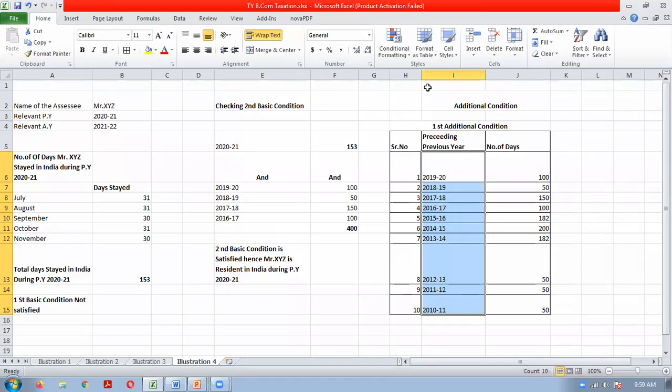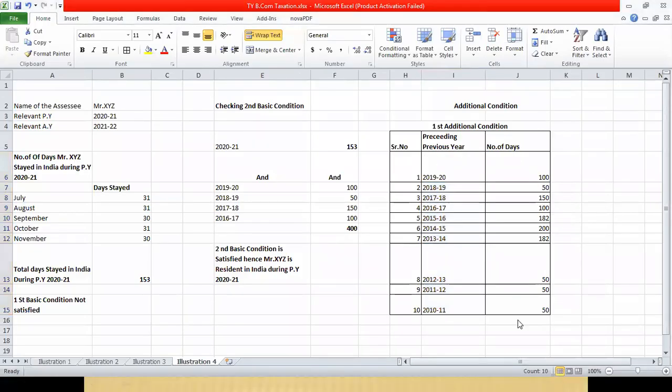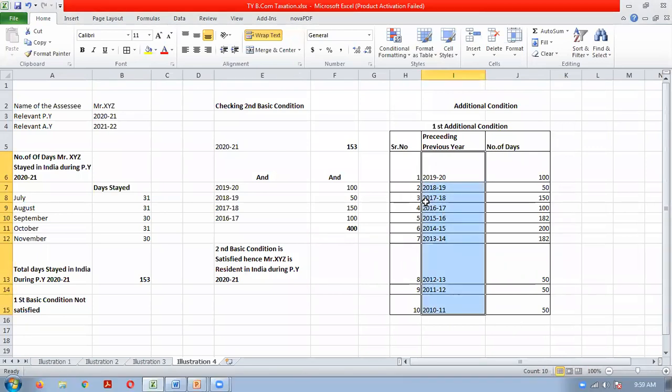Yes, very good. If you see this data, even by looking only, you can say he was resident in 1516. Obviously, he was a resident in 1450. And if you want, you can take this also, but we will require only 2 years. See, very clear it is. In 1516 he was for 182 days, means he was a resident. In 1415 he was for 200 days, he was a resident, and in 1314 also he was resident.